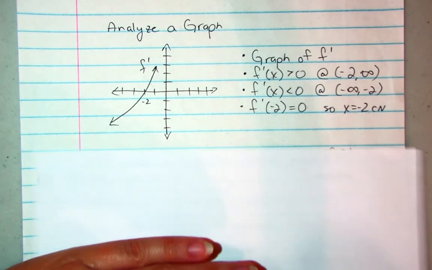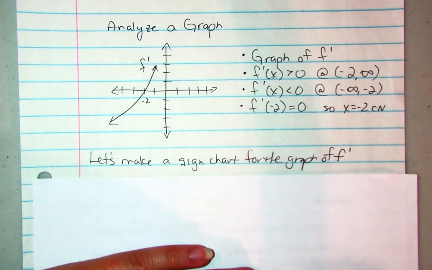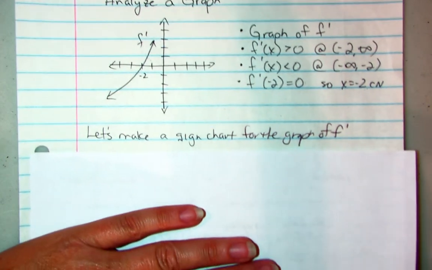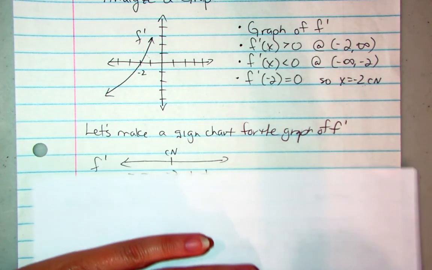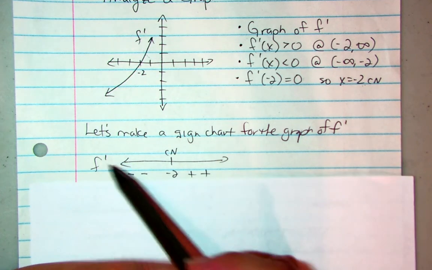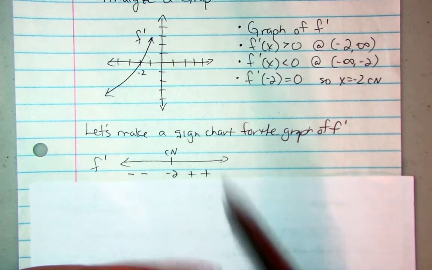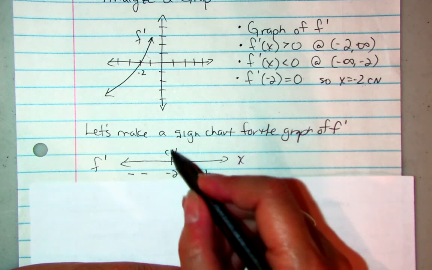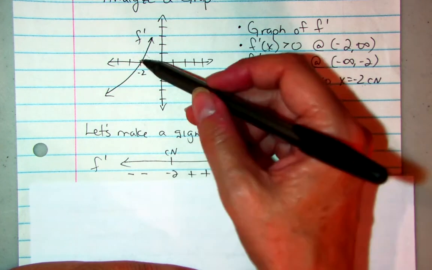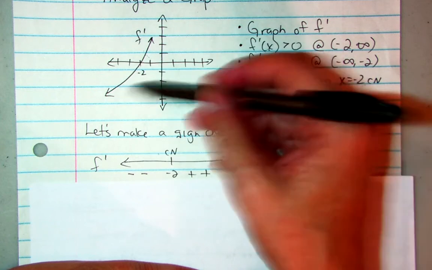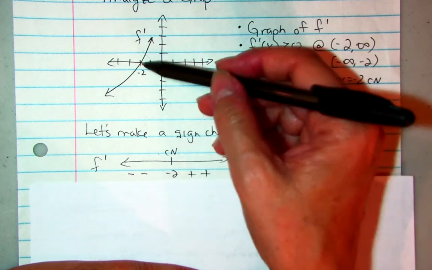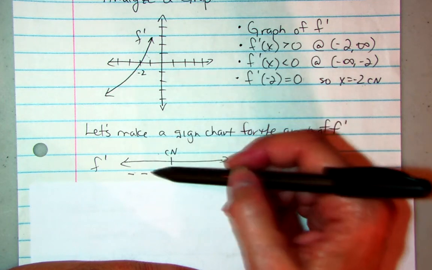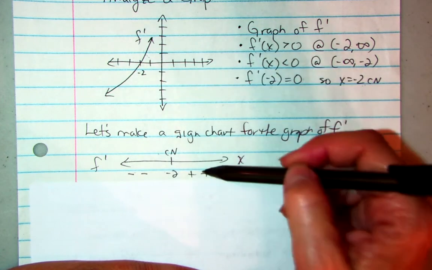I'm going to take that graph and let's make a sign chart for it like we did in pre-calc. So here is my first derivative sign chart. This is like the x-axis. I'm going to put the critical number on here, -2, for the graph up here, so it's like a condensed version of this. On this side, all of those y values are negative. On this side, all of those y values are positive.